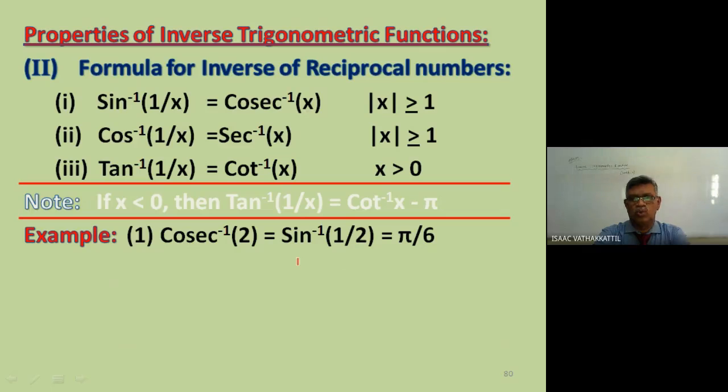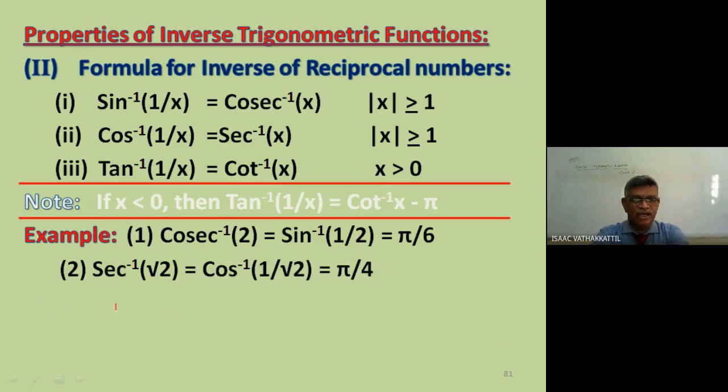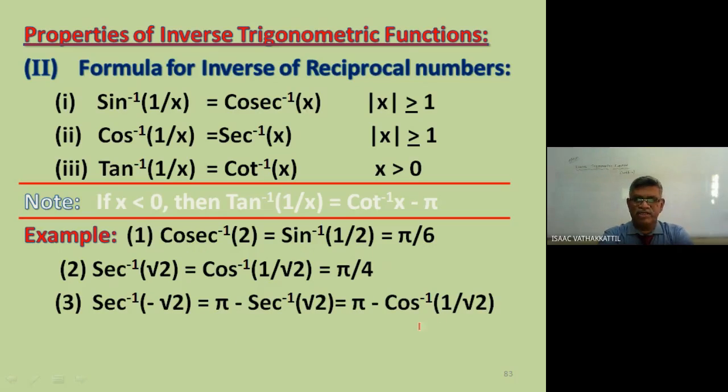Cosec inverse 2. Now you don't need to struggle about what is cosec inverse 2, because that is sin inverse 1 by 2. We know sin pi by 6 is 1 by 2. Sin inverse 1 by 2 is pi by 6. Sec inverse root 2, that is cos inverse 1 by root 2, that is pi by 4. Whereas sec inverse minus root 2, you can directly take pi minus sec inverse root 2, that is pi minus cos inverse 1 by root 2. Cos inverse 1 by root 2 is pi by 4. So that is pi minus pi by 4, that is 3 pi by 4.